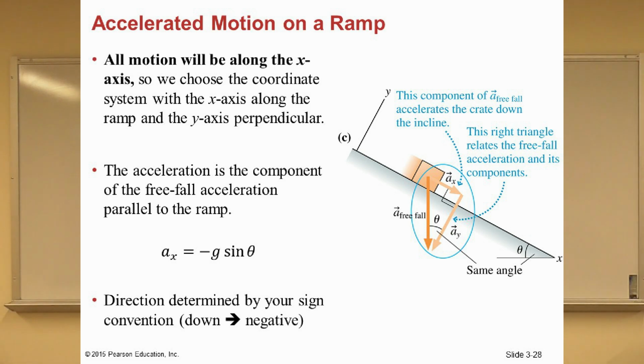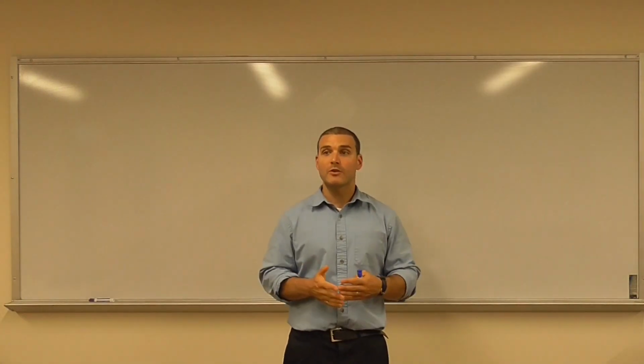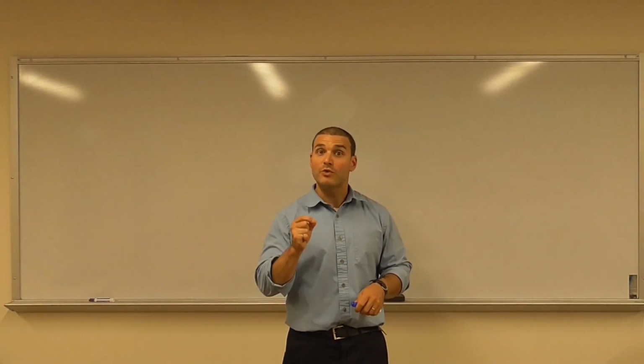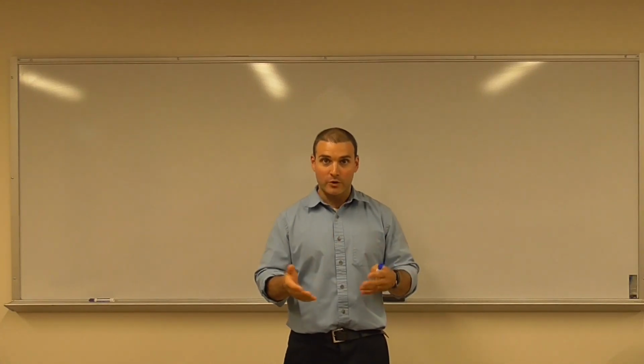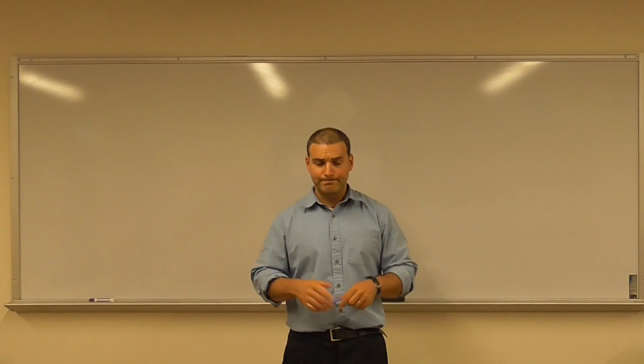So in this case, we imagine the block sliding down the incline, and we've organized our coordinate system so that x points down the incline. I find that very useful. I usually do that. The direction of the acceleration is going to be determined by your sign convention. That's really important, so don't forget that. This is really, again, just a special case of constant acceleration motion. Once you find the acceleration, then we can use our kinematics equations, just like we did before.